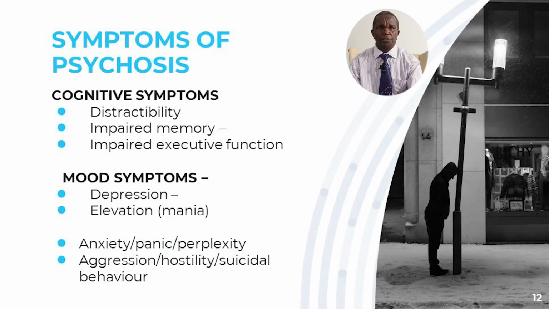Now, patients may also have cognitive symptoms like distractibility, impaired memory, impaired executive function, and mood symptoms, depression, and elevation of mood like mania. They may also have anxiety, panic attacks, perplexity, aggression, hostility, and suicidal behavior.